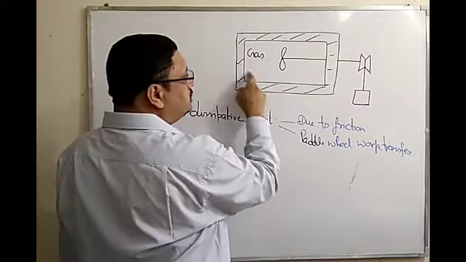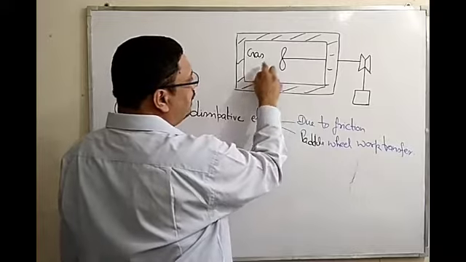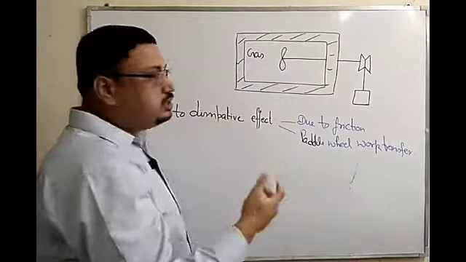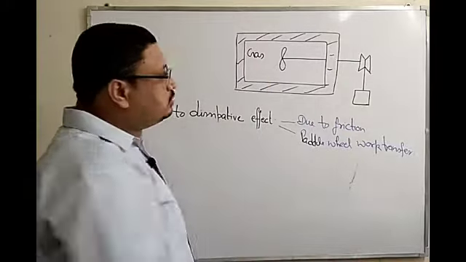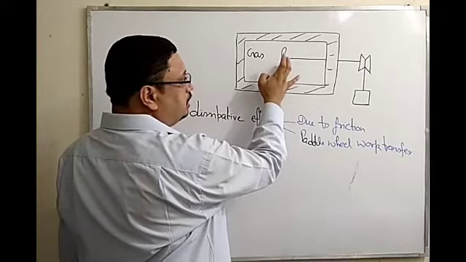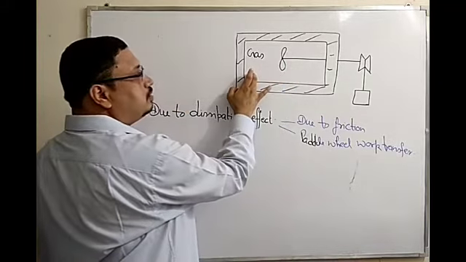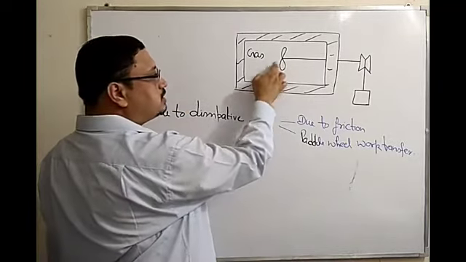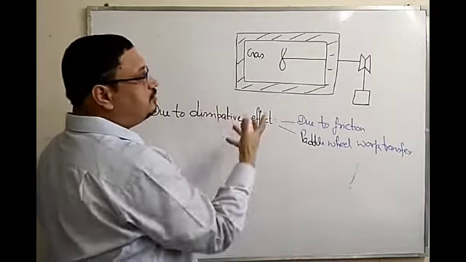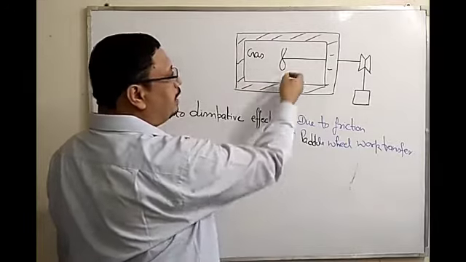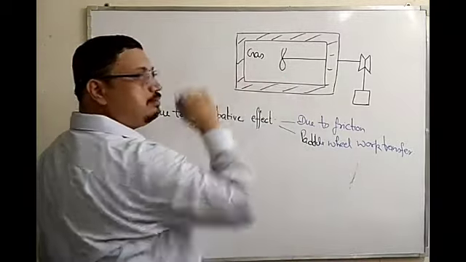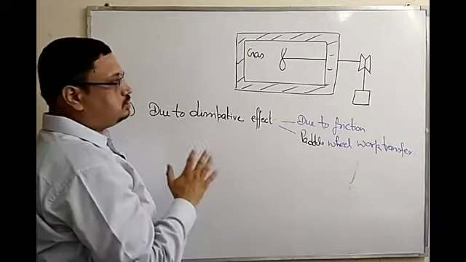Why? Because this stored energy cannot be supplied back to the fan, and it is not possible that because of this energy the fan will start moving. So this is an irreversible process, right? The fan is transferring work to the gas, but it is not possible that the energy stored in the gas is supplied back to the fan, and the fan will start moving. So this is also an example of an irreversible process, right?